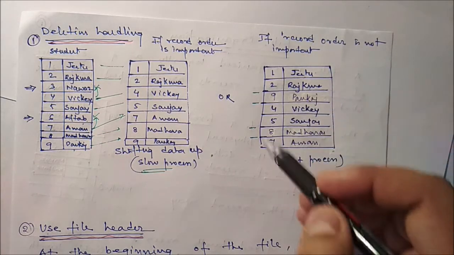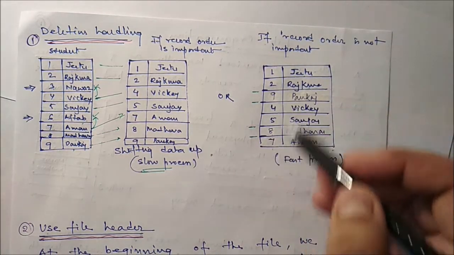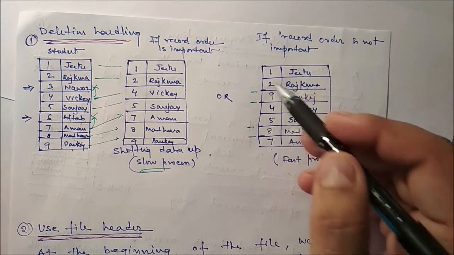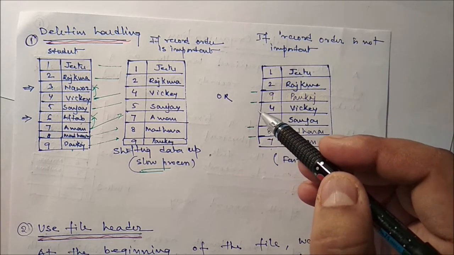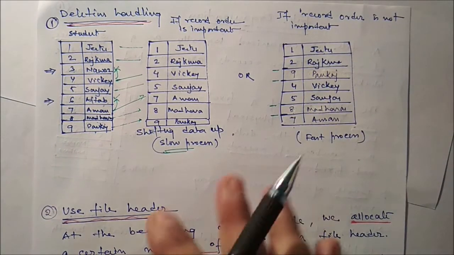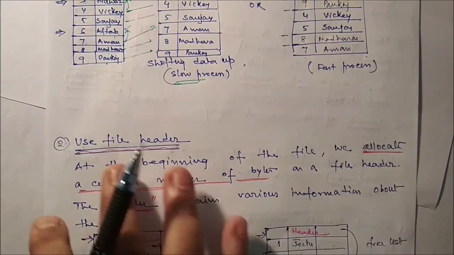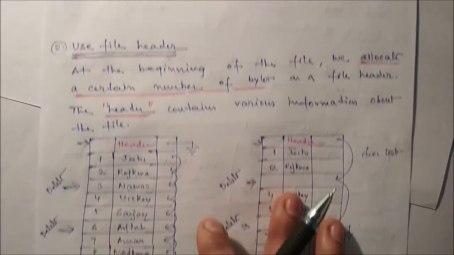But here, we have lost the order. So it is not in ascending or descending order. It is in random order now. Okay. So to deal with this one, we can use another technique that is called file header.